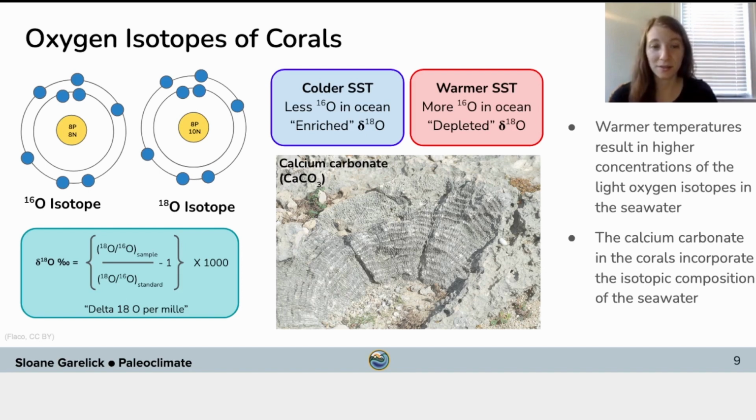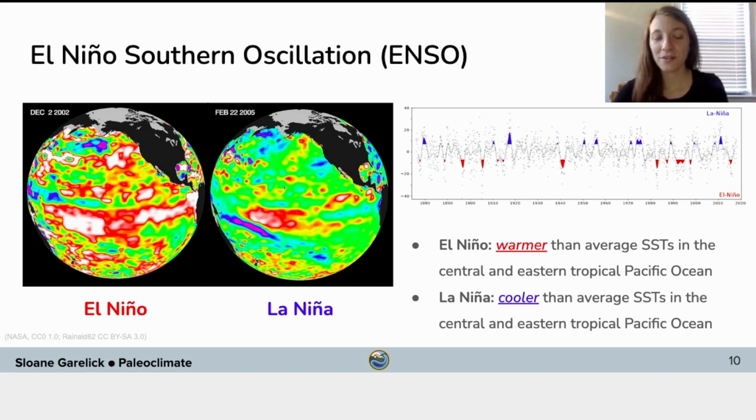El Niño Southern Oscillation. El Niño Southern Oscillation, or ENSO, is a climate phenomenon that originates in the tropical Pacific Ocean, but has global impacts on atmospheric circulation, temperature, and precipitation. We've already spent some time learning about ENSO in day 1 and day 2 of this course, but as a brief reminder, there are two main phases of ENSO, El Niño and La Niña.